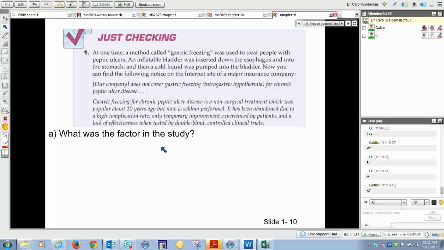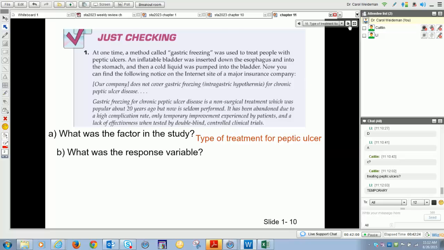What is the factor that they're studying here? When they talk about the studies that they did here, they did a controlled clinical trial. What factor were they studying? What was the treatment when they did this clinical trial? Okay, they're treating peptic ulcers, but they're actually trying to look at the type of the treatment. So if they did a double-blind controlled clinical trial, they must have looked at this gastric freezing compared to something else. So it says controlled, so there was some kind of a control group, which is probably what the standard of care might have been at the time. Or it could have also been a placebo. We don't know.